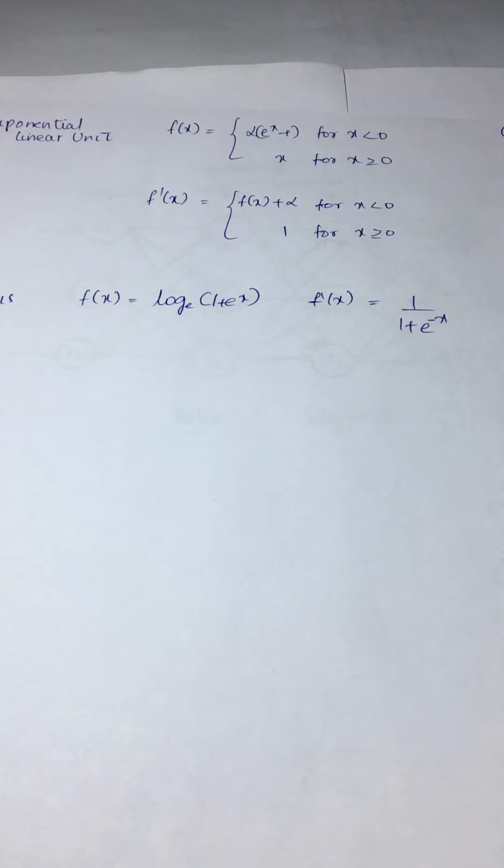Next, something is called softplus. Not to be confused with softmax. Softmax is not an activation function in that sense. It's used at the end, where you finally get your output probabilities whenever you're trying to do a multi-class classification. So this is softplus.